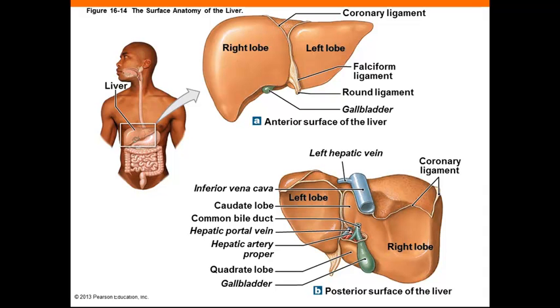On the anterior portion, we have a falciform ligament, which is the division between the left and right lobes. The thickened posterior part of the falciform ligament forms the round ligament, which, if you recall, is a remnant of the fetal umbilical cord.